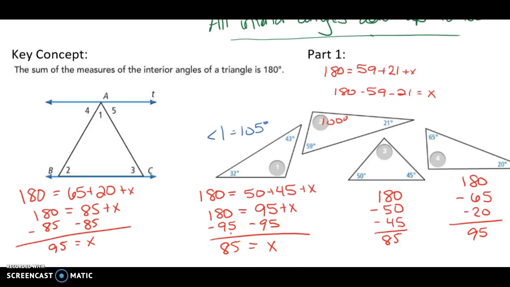The other option for number 4 is to go ahead and do 180 minus 65 minus 20 to get 95. Or you could have done your work over here. Over here it shows 180 equals 65 plus 20 plus x. We've added 65 and 20. And then we've subtracted out the 85 from both sides to find out what x equals.